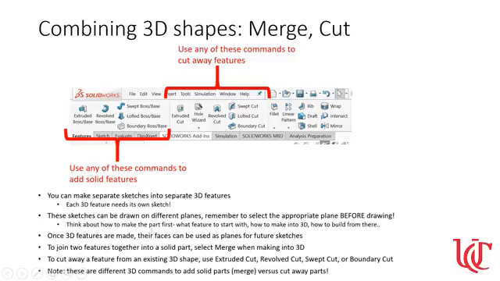It's important to note that before we can use these commands, again, we've got to start with individual 2D sketches. So each 3D feature has to be made by its own sketch. And these sketches can be drawn on different planes. Just remember to select the appropriate plane before you start drawing. So think about what feature you want to start drawing with and how to make it into 3D, what 3D command you're going to use, and then how to build it from there.